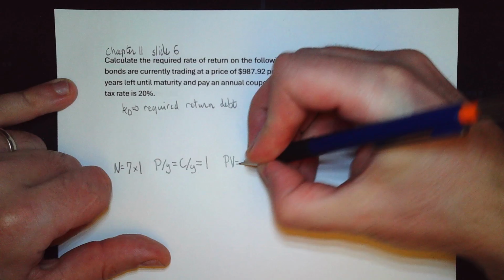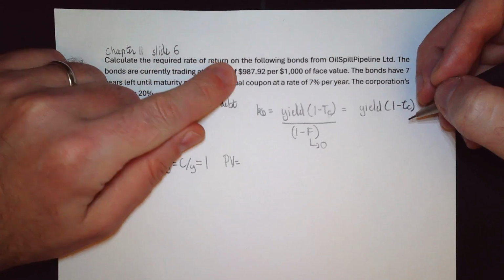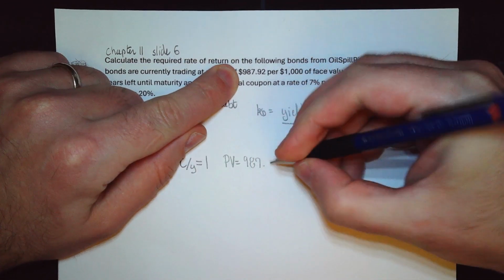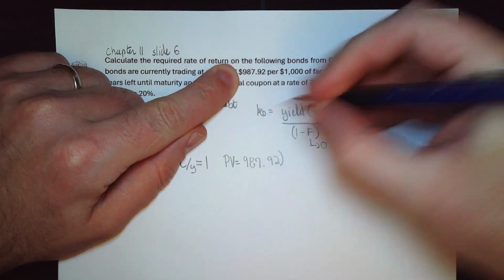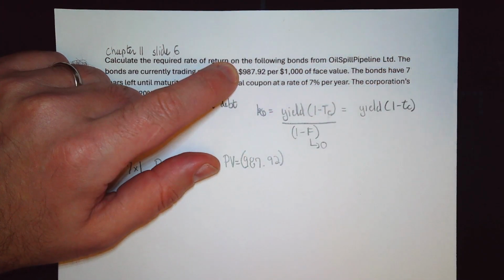PV is the value today. How much do we need to pay today if we get this bond? Well, we need to pay 987.92. And I need to put this in my calculator as a negative number because that's a cash outflow.